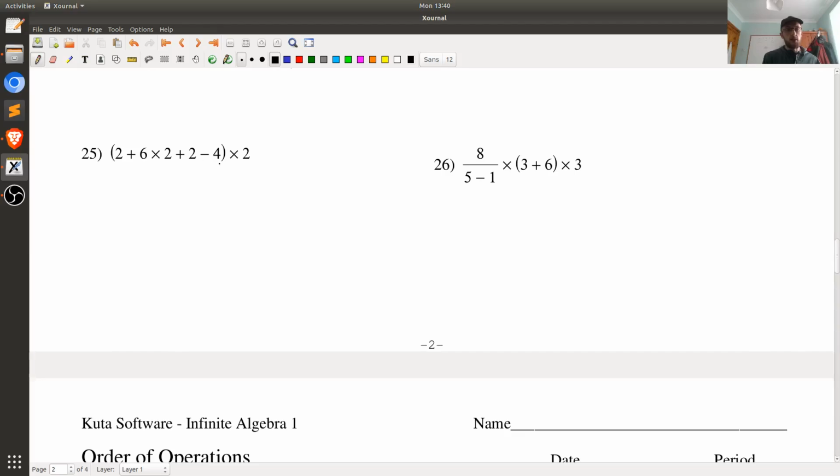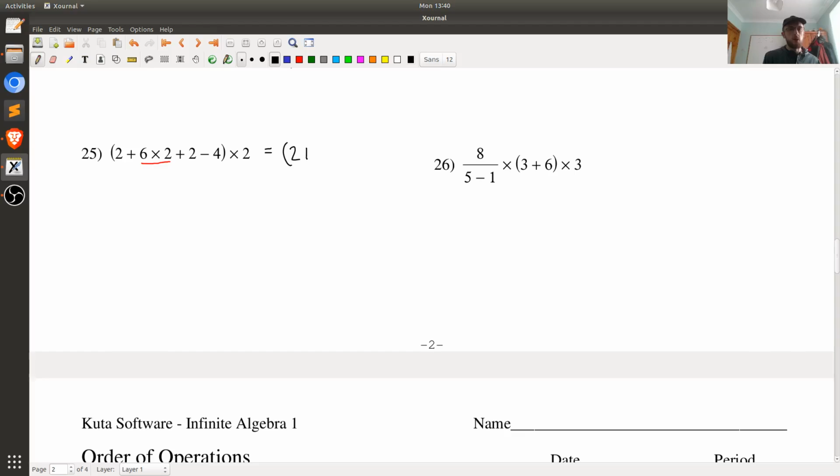Okay, I'm going to handle the brackets now. Or handle the brackets first, rather. And notice inside the brackets we have to do a multiplication before we do any adding and subtracting. So 6 times 2, that's 12. I'm just going to replace this here. This 6 times 2, I'm going to replace it with 12. Watch.